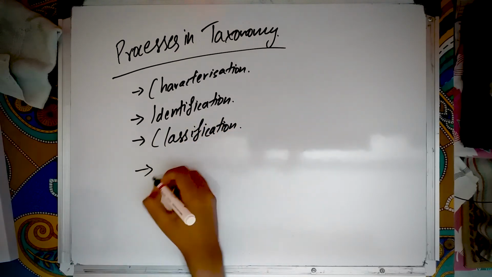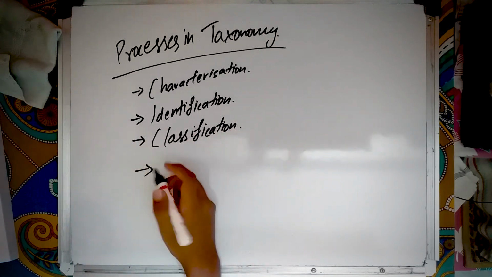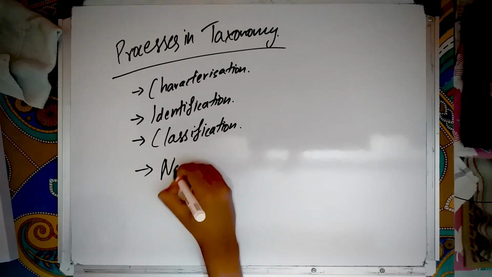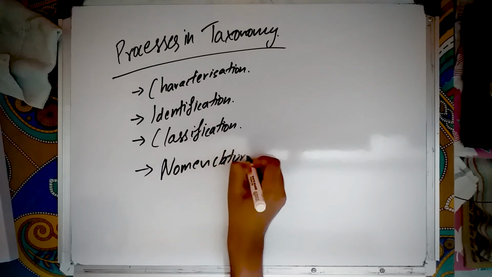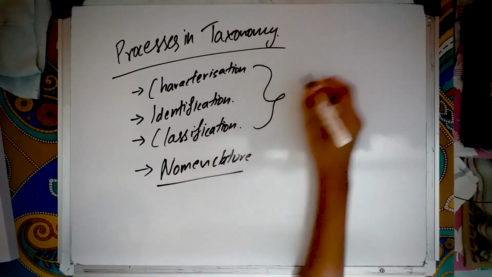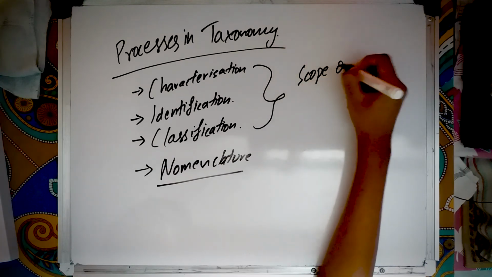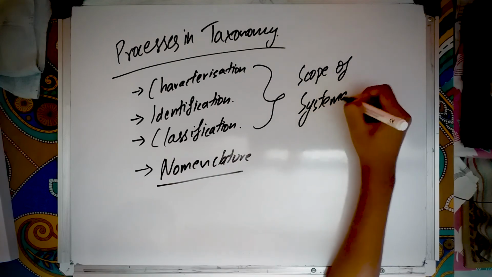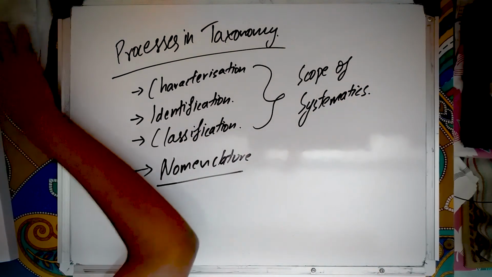Once you have classified it, if that is a new organism, you can give it your own nomenclature based on the nomenclature rules. These three are the scope of systematics. We'll get to that right now.